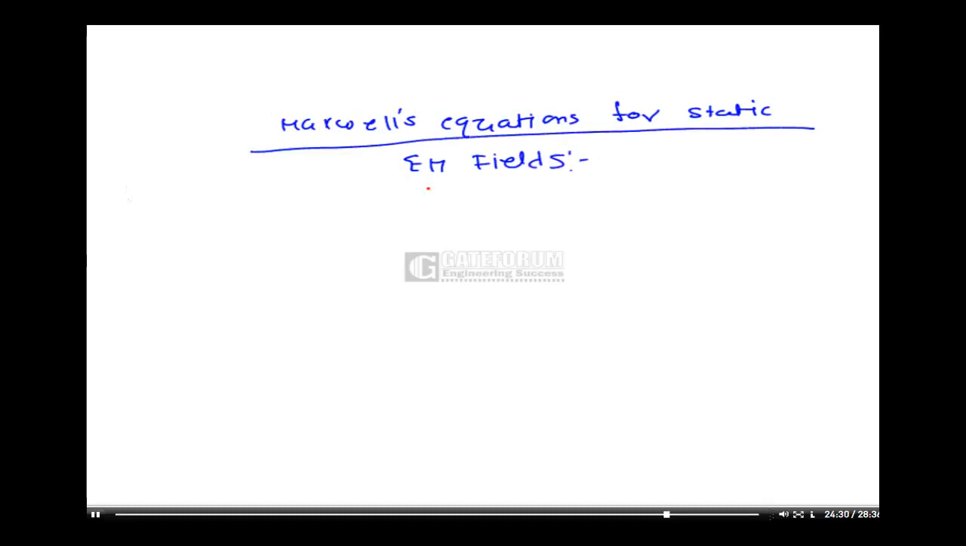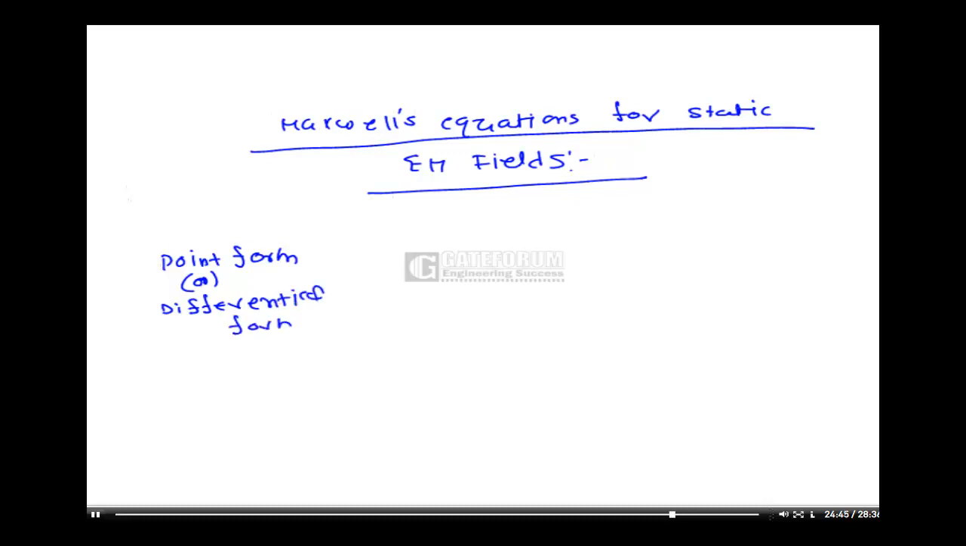Now we can summarize the Maxwell's equations for static EM fields. Here I am writing the point form or differential form, here the integral form, and remarks.